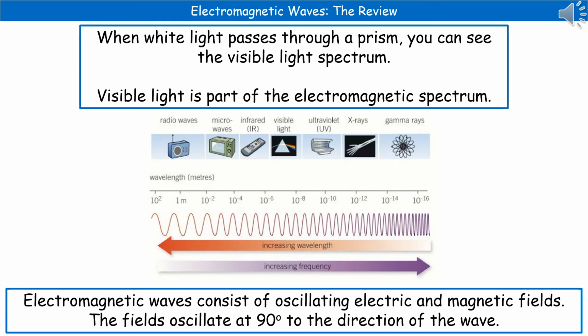Today's physics prep is going to be looking at electromagnetic waves. Hopefully we know that when white light passes through a prism, we can see the visible light spectrum because it splits it. Visible light is just one part of our electromagnetic spectrum which we need to remember. So radio, micro, infrared, visible, ultraviolet, X-rays and gamma rays. Remember them in sequence and remember which ones have the longest wavelength and the highest frequencies, because these are going to help you out in answering questions.